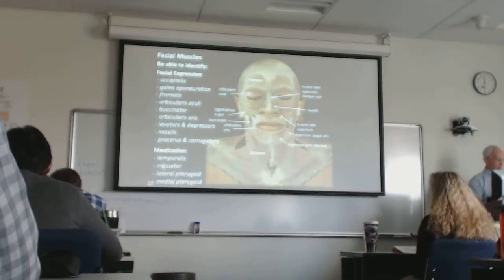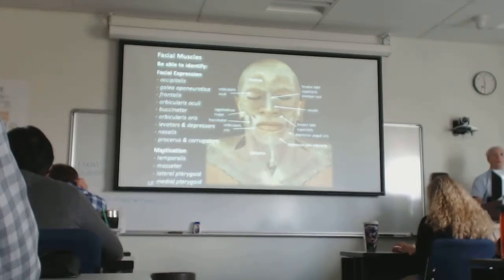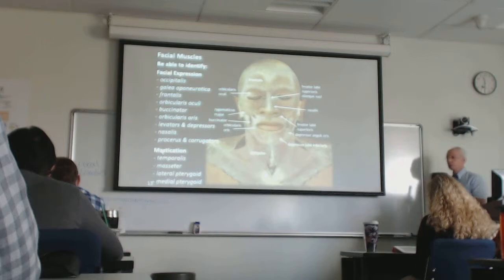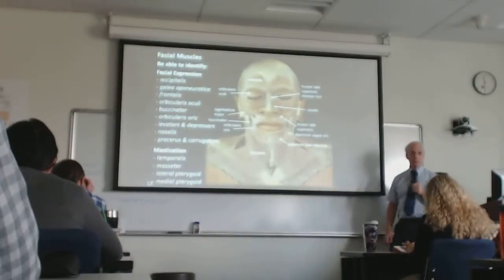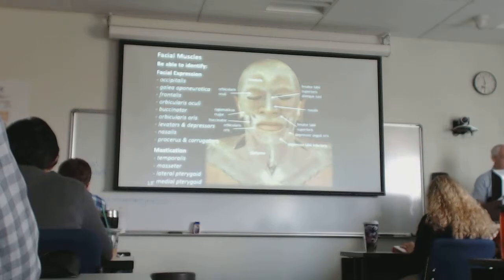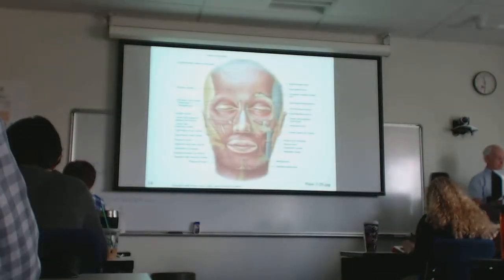Here are the four muscles of mastication. We'll talk about these in more detail later, but you already know how they're innervated. What innervates the muscles of mastication? Exactly right, V3. The mandibular branch of cranial nerve 5.